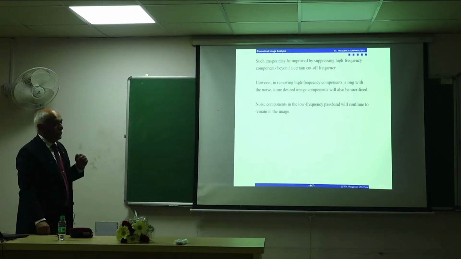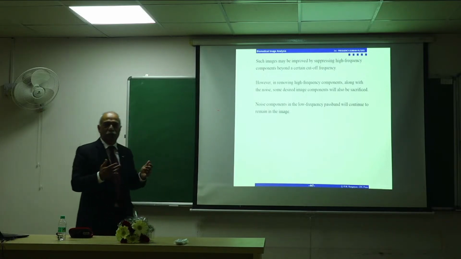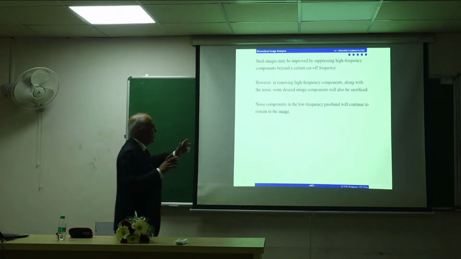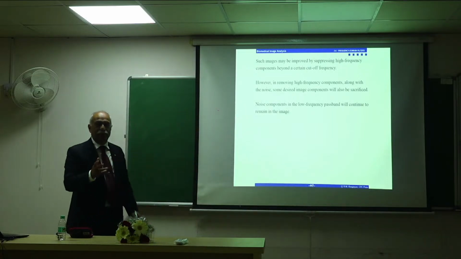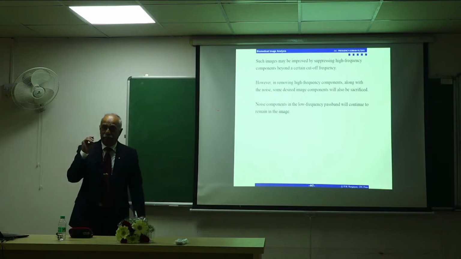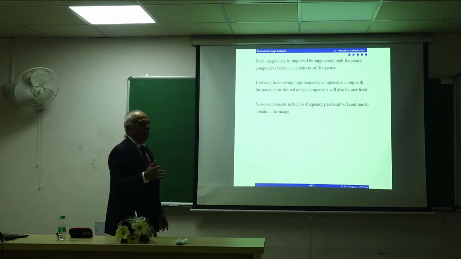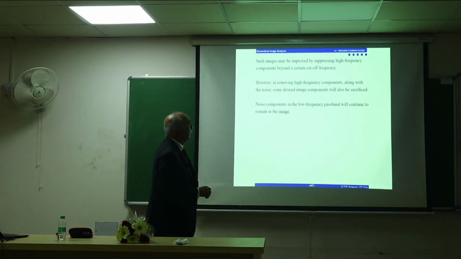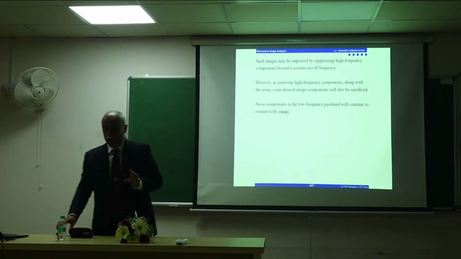So to achieve some smoothing and removal of high frequency noise, you can apply a low pass filter, remove or suppress high frequency components. But by removing high frequency components along with noise, you lose some desired image components which are related to edges and fine detail, fine texture. So there is always some loss. You reduce noise, but you also lose sharpness and fine details. Noise components in the low frequency passband will continue to exist in the image.